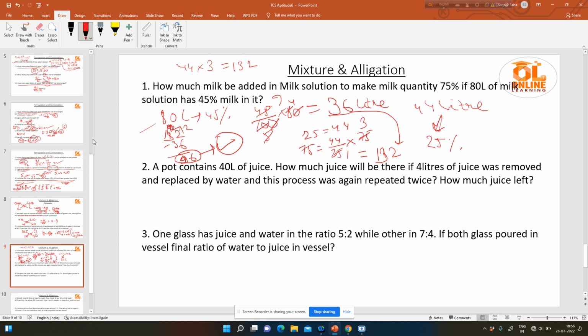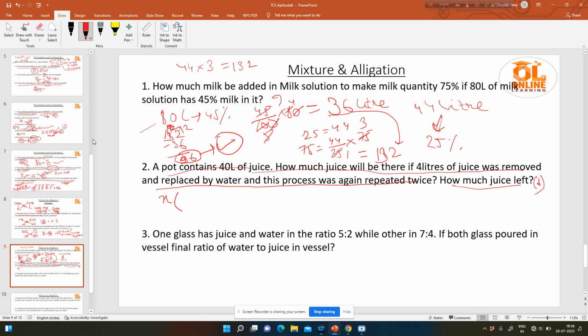Okay, now a pot contains 40 liters of juice, right? How much juice will be there if 4 liters of juice was removed and replaced by water, and this process was again repeated twice? How much juice is left? So it is an important question. Okay, for this we have a formula.